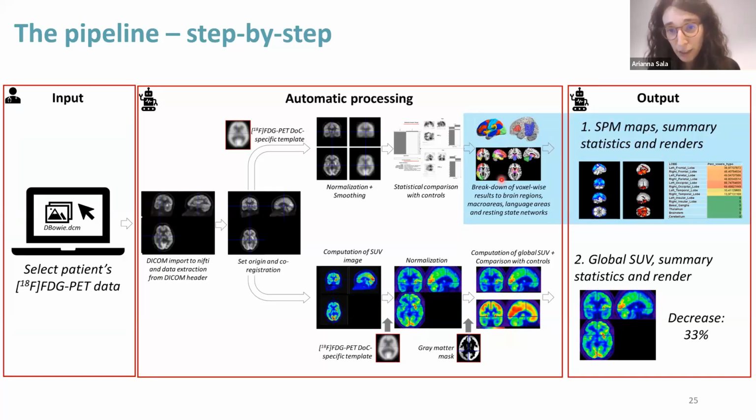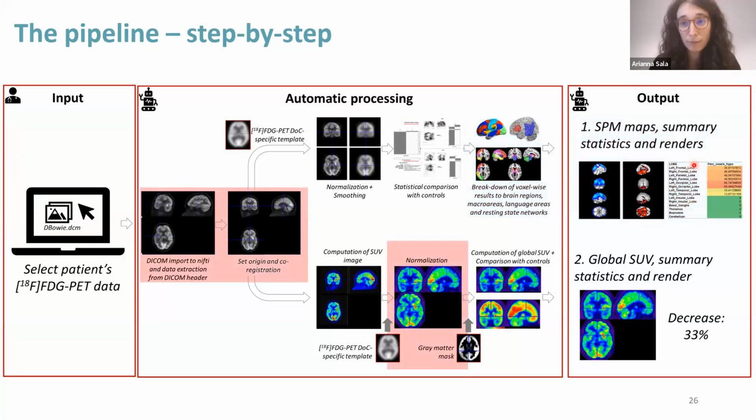And for each of these areas of interest, we also get an Excel file with an indication of the amount, the percentage, the proportion of voxels that are indeed hypometabolic or not in our patients. So this is the first step of the pipeline. We get these relative maps and also these additional summaries to help the interpretation of the maps.